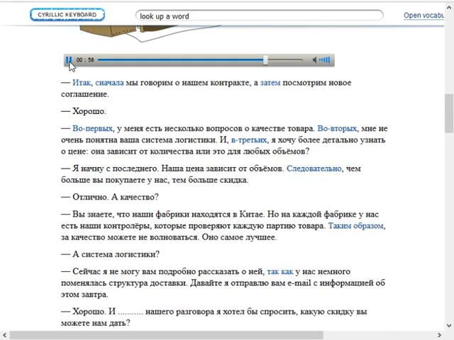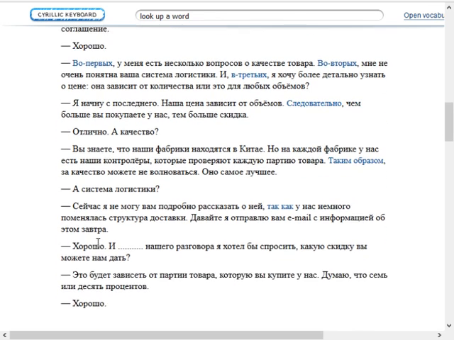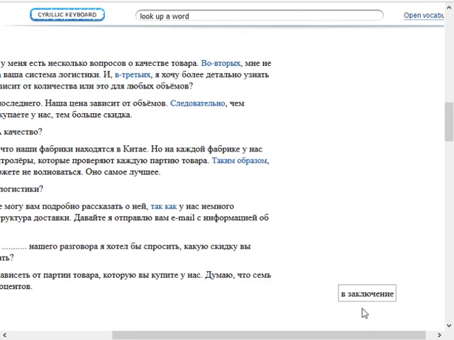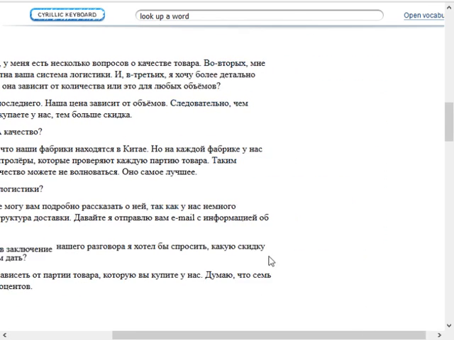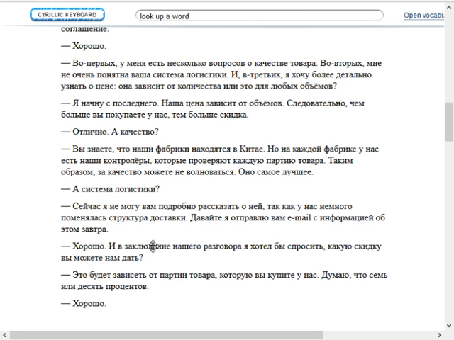Хорошо. И в заключение нашего разговора я хотел бы спросить, какую скидку вы можете нам дать? So the missing word here is в заключение, which means to close. So good. And to close our нашего разговора, so to close our discussion or conversation, I would like to ask what discount you can give us.